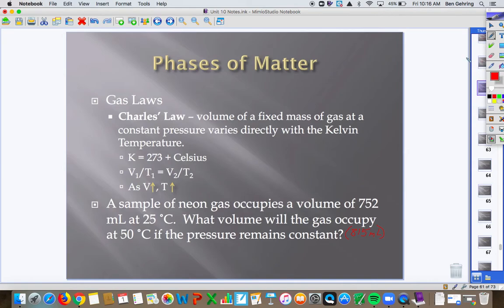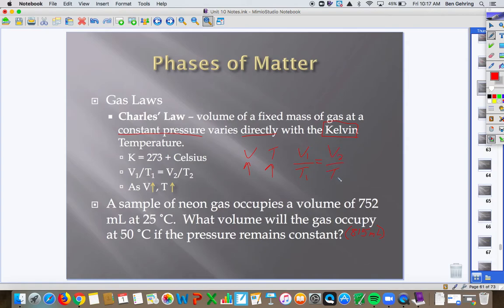Another guy named Charles found that the volume of a fixed mass of gas at a constant pressure varies directly with the temperature in Kelvin. This one's really important. Temperature has to be in Kelvin. If you're in Celsius, you're going to get some wacky numbers. Okay, so he found that the volume varies directly with temperature. So if volume goes up, my temperature also goes up.